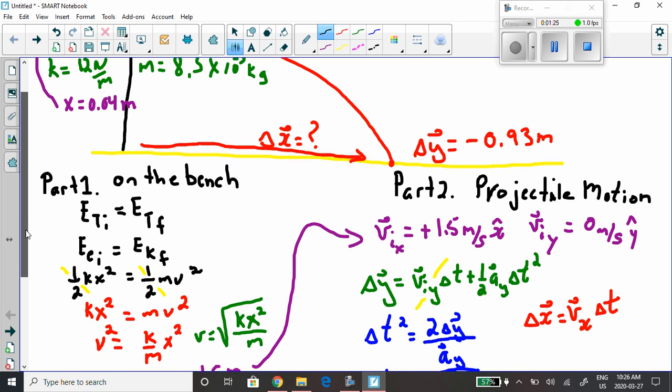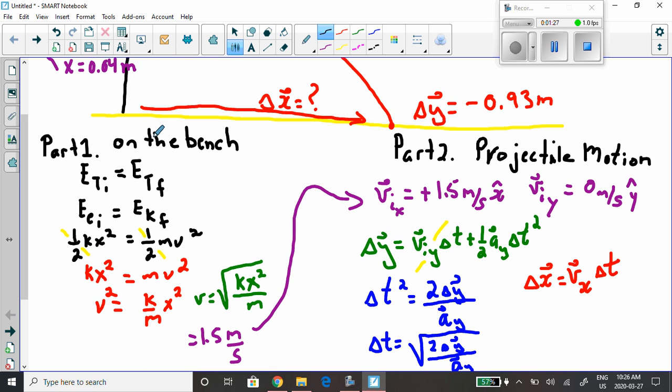Part one is strictly on the bench. And it's solved by using the law of conservation of energy, that the total energy initial is equal to the total energy final. Now, the total energy initial is all elastic potential energy. The spring is compressed by a certain amount x. The object's not moving when the spring is compressed. It's about to be shot out, but it's not moving yet. So there's no kinetic energy. And the entire motion happens on the bench, so it'll never change height. Gravitational potential energy is not part of this.